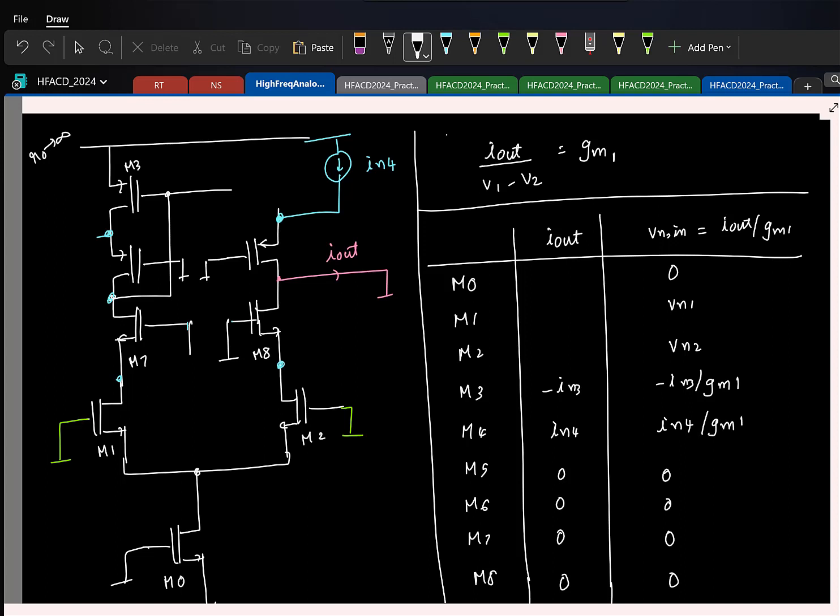So now we can clearly see it. Yeah, but still that will be small, right? If that was not there, you'll have 1 by gm plus R0 kind of behavior. Okay. You'll have 1 by gm plus R0 plus 1 by gm kind of thing.